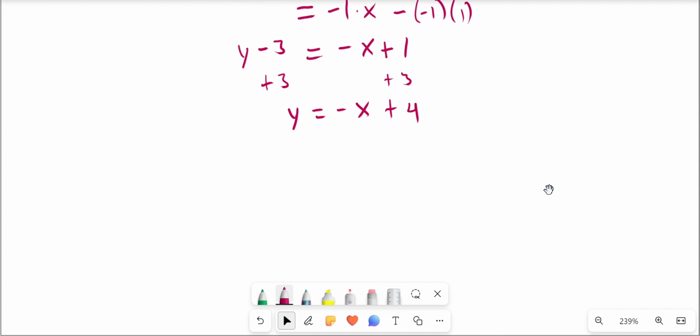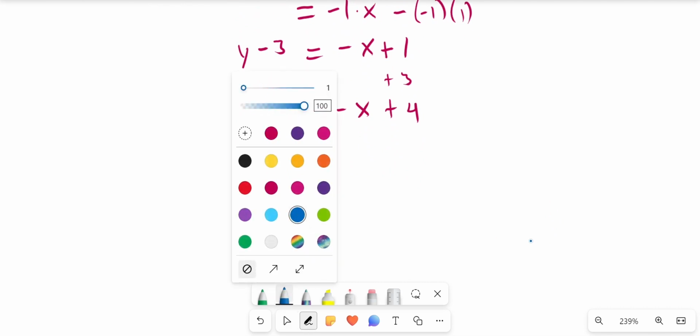All right, last thing before I take a look at some of the worksheet problems, let's talk about transformations of functions.